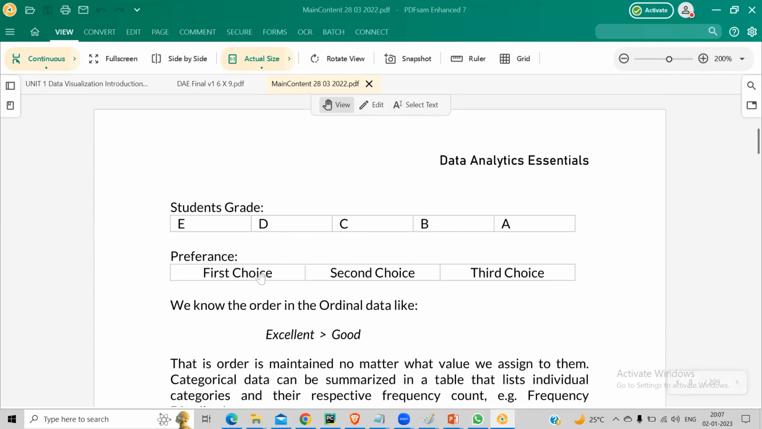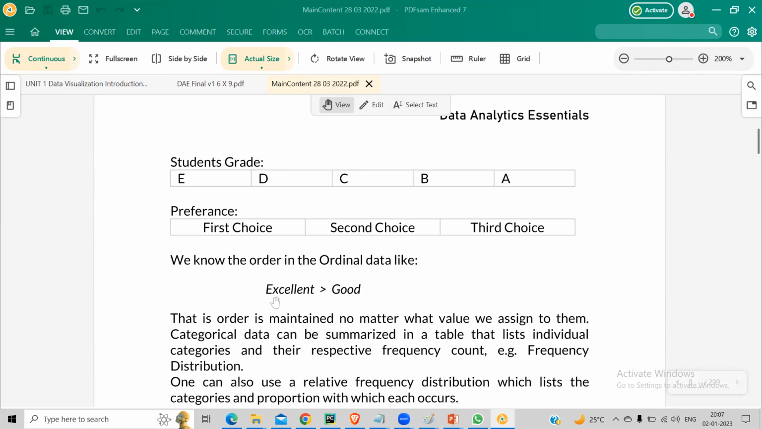Or preference, first choice, second choice, third choice. Because order is important. Good is more than, excellent is more than good. Good is more than poor. Okay, A is more than B, B is more than C. Here you cannot say by how much. If you can say by how much, so this is the difference between interval data and your categorical data or ordinal. A is more than B, but how much more? No, we cannot say by AB, right? When you can say to perfection, oh, twice more than B is A, that becomes your interval data.